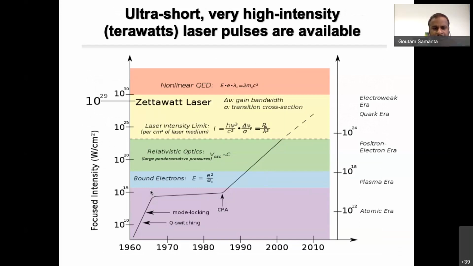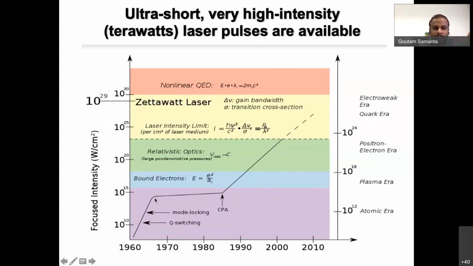After 1960, if you see the timeline of laser intensities, you will see that in almost the first 5 years there is a huge increase in the laser intensity through the invention of Q-switching and mode locking.